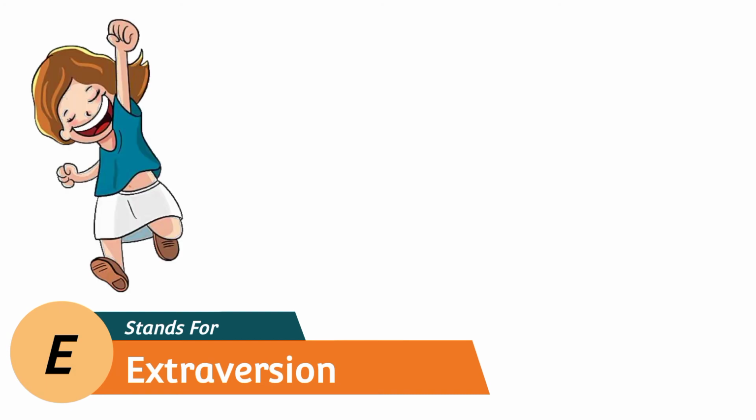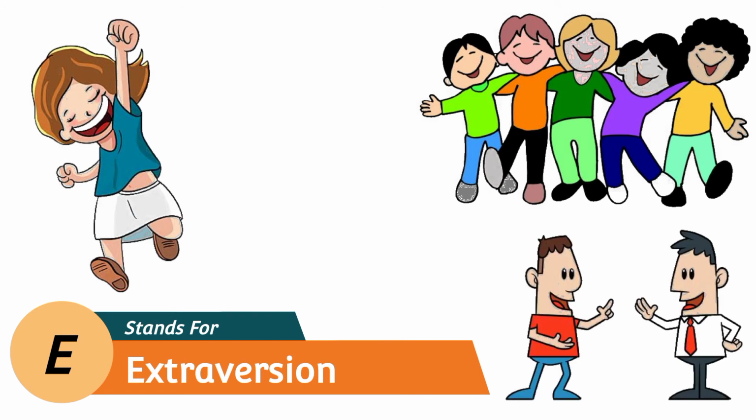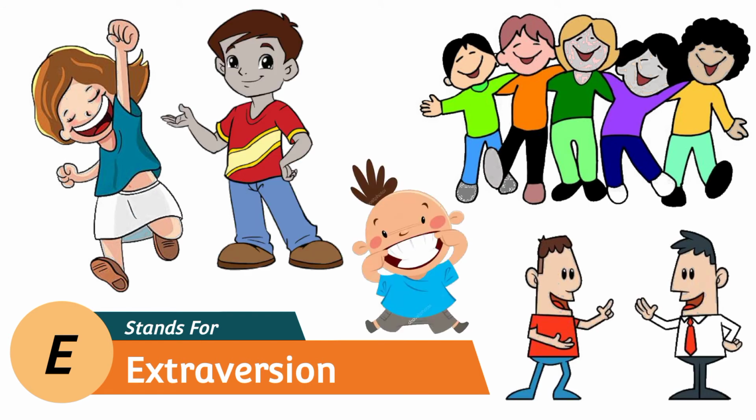E stands for extroversion. Extroversion is characterized by excitability, sociability, talkativeness, assertiveness, and a high amount of emotional expressiveness. People who are high in extroversion are outgoing and tend to gain energy in social situations. Being around other people helps them feel energized and excited.